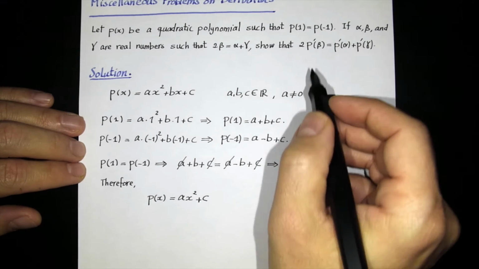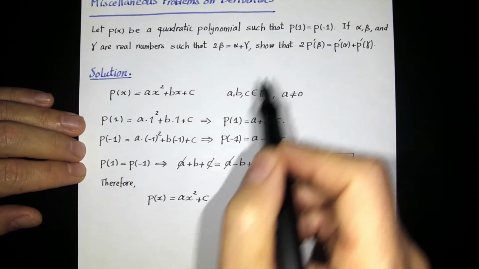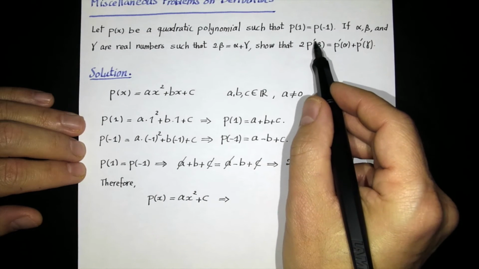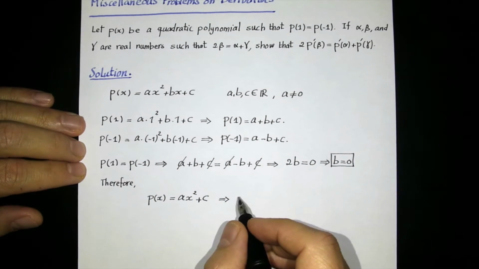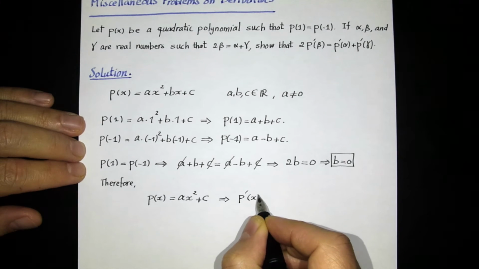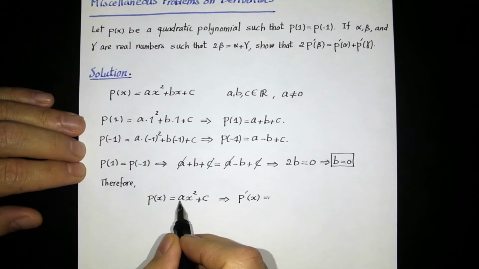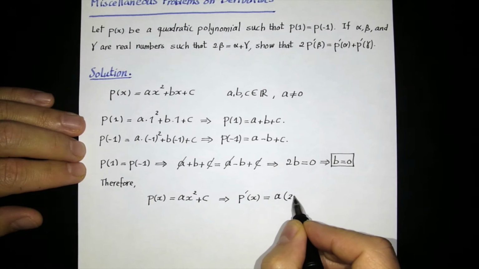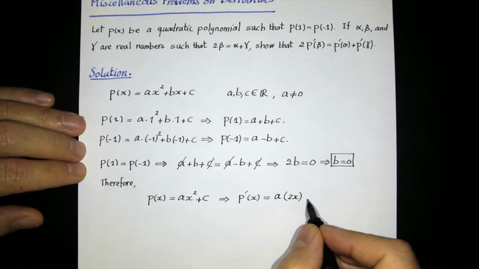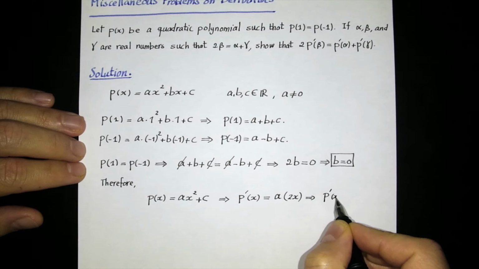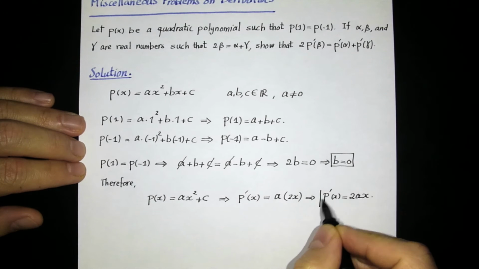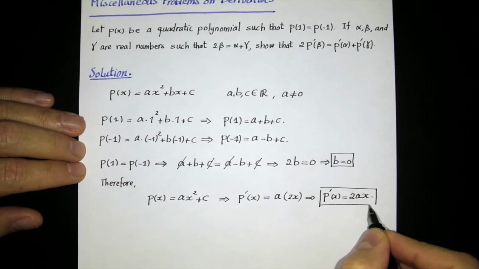Okay, so to show this, I have to calculate the derivative, because I want to prove something about the derivative of the function p. So I take the derivative. a is a multiplicative constant, so I just write a, and the derivative of x squared is simply 2x, but c is a constant, so its derivative is 0. So the derivative of p of x is equal to 2 times a times x. That is the derivative of this function.